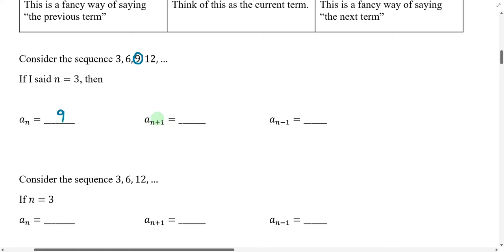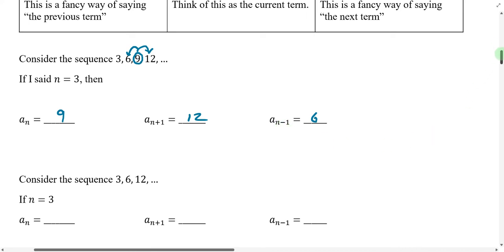So then a sub n plus 1, again, a fancy way of saying the next term. What comes after 9? Well, in this sequence, 12 comes after 9. So this would be the next term. This, a sub n minus 1, we said was a fancy way of saying the previous term. So if I'm currently on 9, then the previous term is 6. So again, this is just to get familiar with the sequence notation, where we see the a sub n plus 1 and the a sub n minus 1.